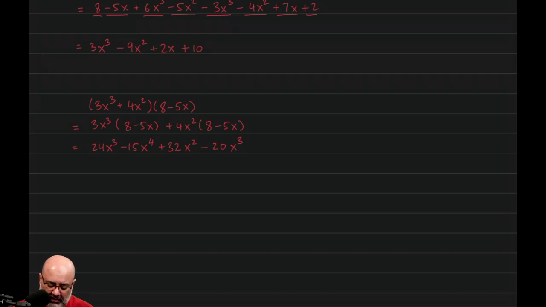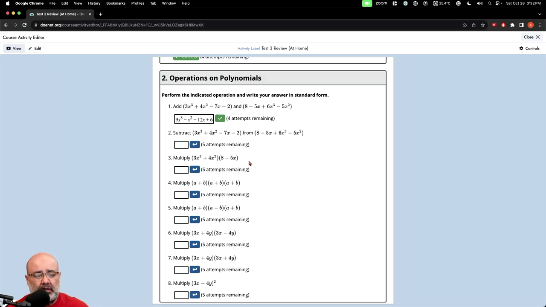We do need to write this in standard form, so highest power goes first. There are no other x to the 4, so negative 15x to the 4th. Then we have 24x cubed and minus 20x cubed. So that gives us 4x cubed. And then finally, just the 32x squared. That would be the answer for this question.